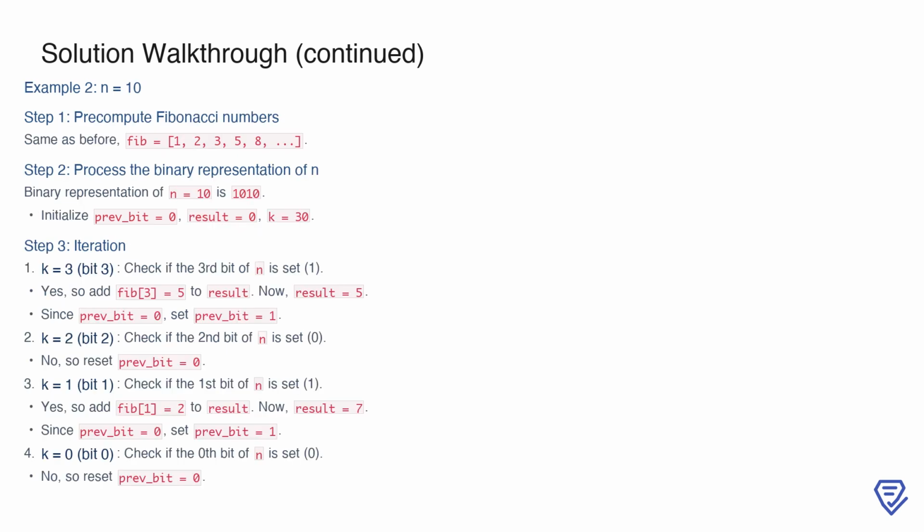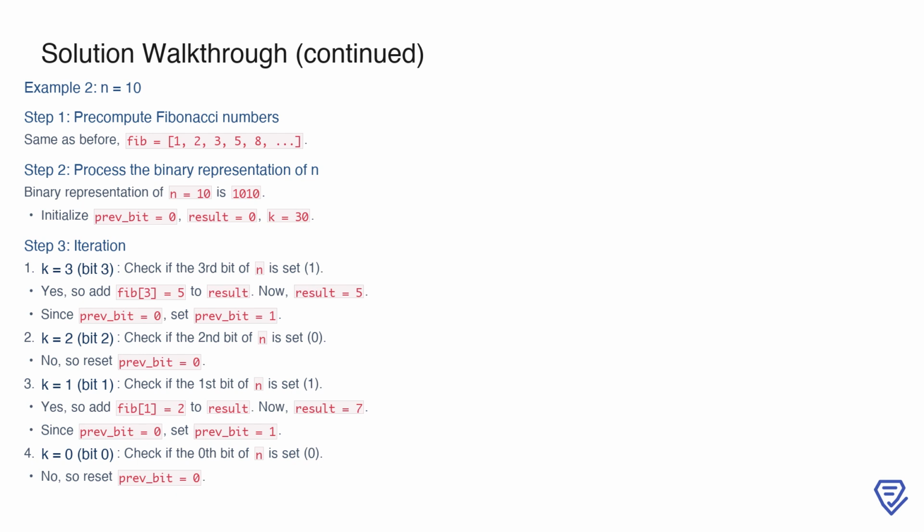Now we analyze a new example where n equals 10. We begin by pre-computing the Fibonacci numbers as before, resulting in fib equals 1, 2, 3, 5, 8. The binary representation of n equals 10 is 1010. We initialize prevBit to 0, result to 0, and k to 30, preparing to process the bits of n from the most significant to the least significant.